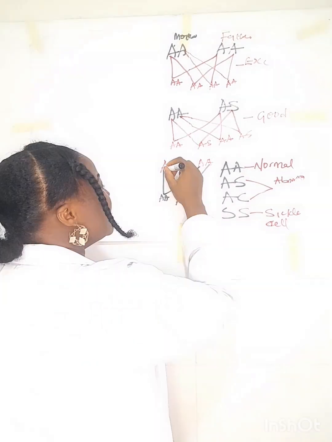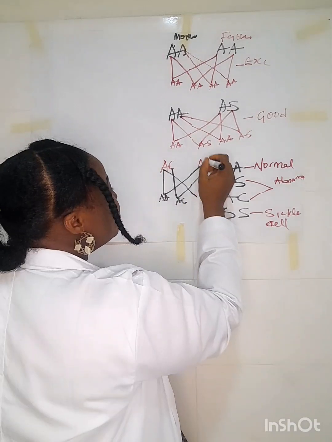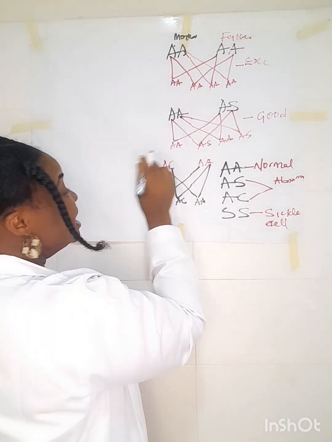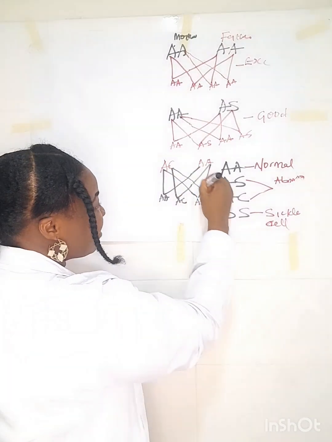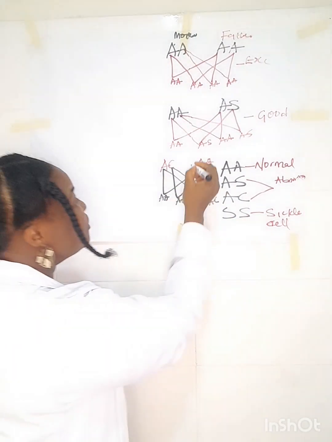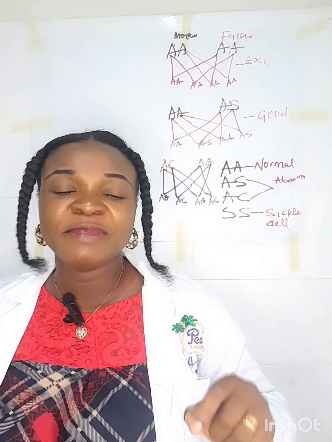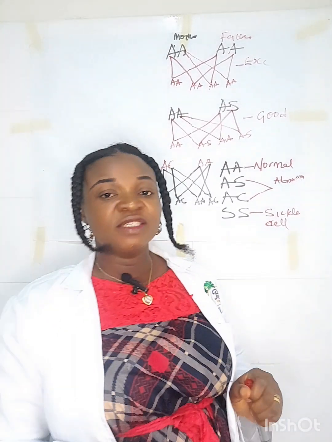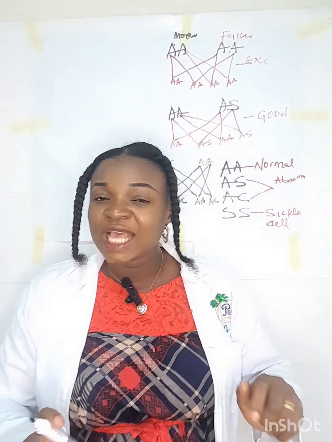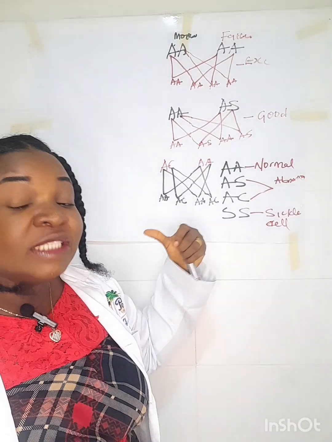Now, the first A from the mother combines with the second A from the father. You get an AA child. The C from the mother combines with the A from the father. You get an AC child. The same 50% chances of having an abnormal hemoglobin genotype child, in this case an AC child, and another 50% chances of having a normal hemoglobin genotype child in each pregnancy.